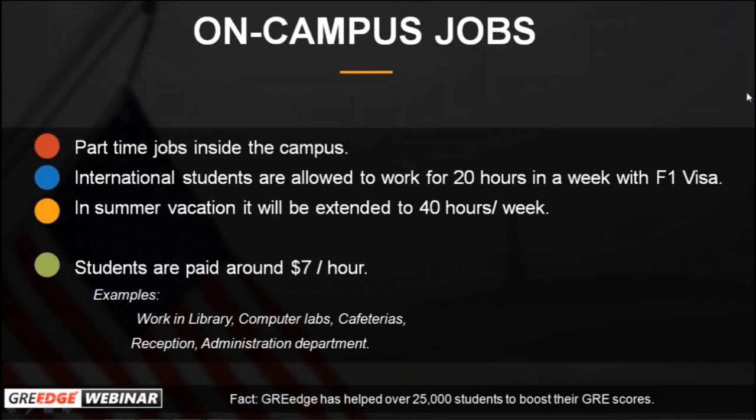All right. Now Vishnu says, but that way we can focus more on the MS course. That's not true, Vishnu. Most of the students from GRH who go abroad take up these on-campus jobs because it's about very good planning. If you're able to plan your week out perfectly, you will be able to get that job done in time. For example, working in the library, computer labs, cafeterias, reception, administration department, there are a lot of things that you can do.